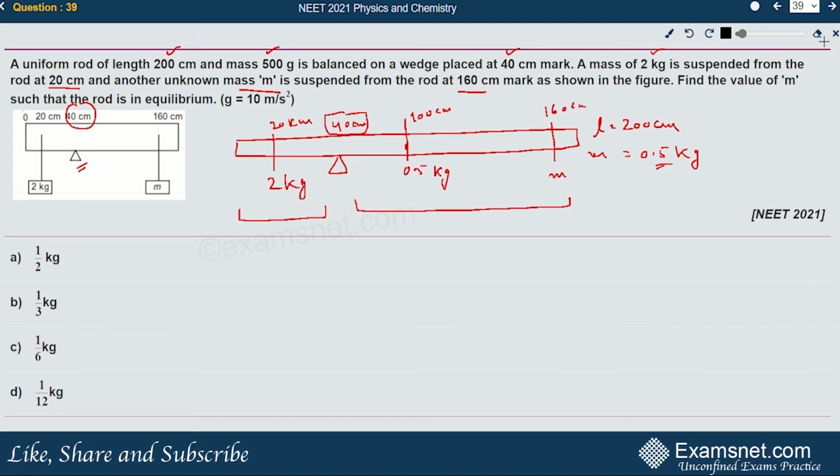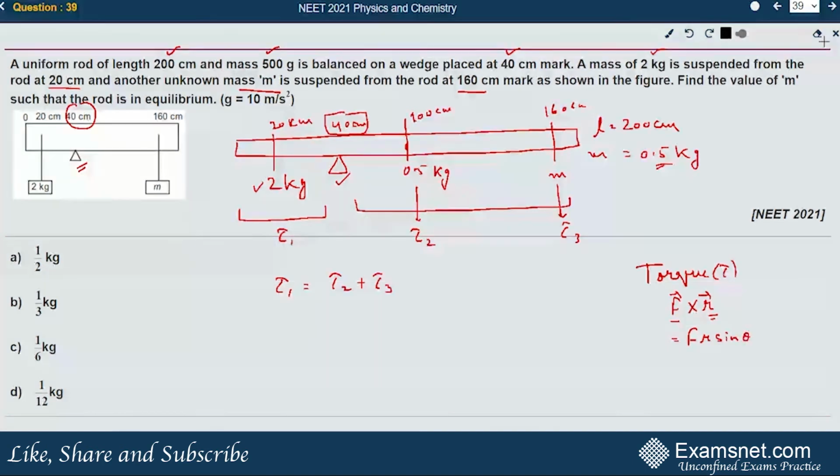Okay. So suppose the torque due to mass 2 kg is torque 1. The torque due to mass 0.5 kg is torque 2. And the torque due to mass m kg is torque 3. Then at equilibrium, torque 1 will be equal to torque 2 plus torque 3. Okay. And what is torque? It is given by the formula vector R cross vector F, where vector F is the force and R is the distance from the balancing point, that is distance from the wedge. So it will be equal to F R sine theta, and theta will be 90 degree because the rod is in this direction, mass is in this direction, so the angle is 90 degree. So sine theta will be equal to 1. So we can simply write F into R.